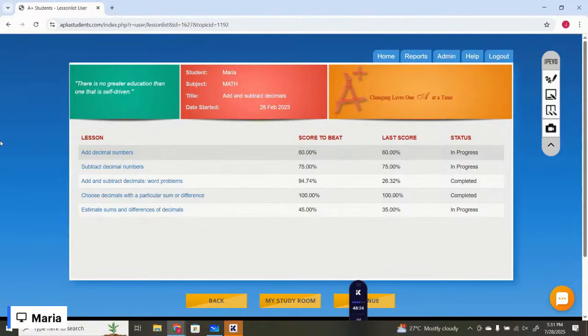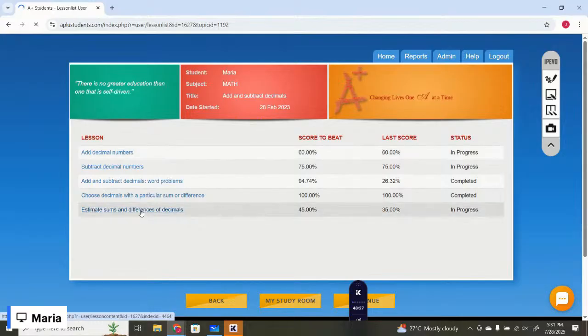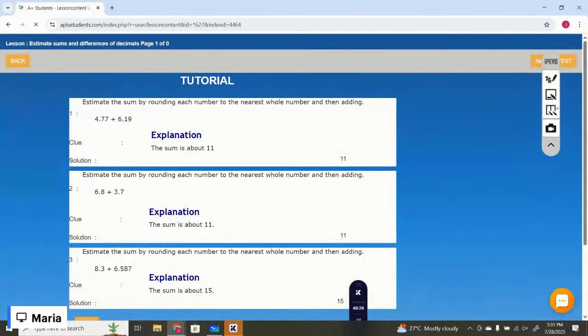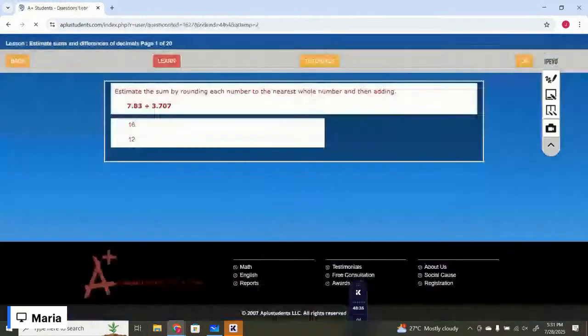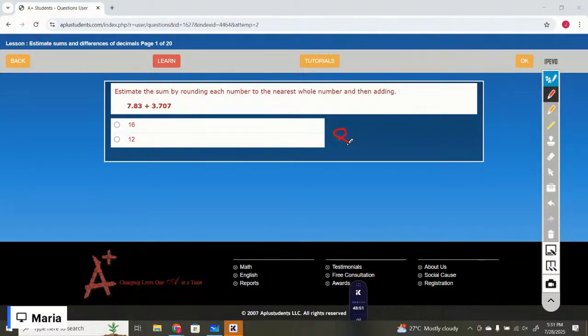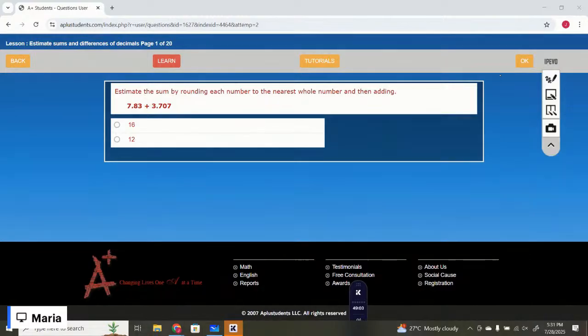That is estimate sums and differences of decimals. Let's just start with the test questions. Estimate the sum by rounding each number to the nearest whole number and then adding. 7.8 is rounded to 8 and 3.7 is rounded to 4. 12. Option number 2 is the correct option.